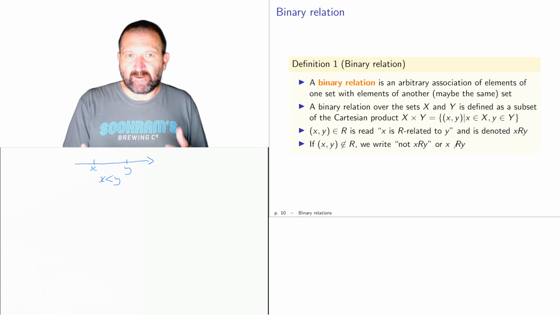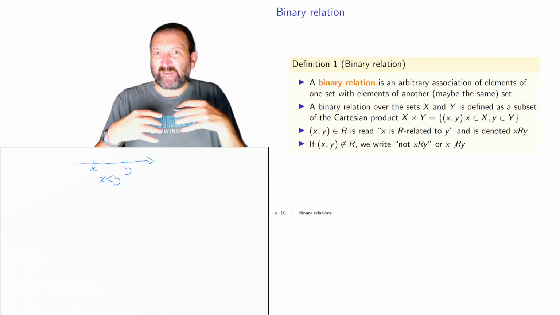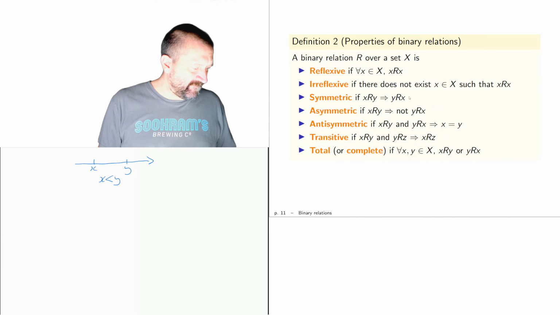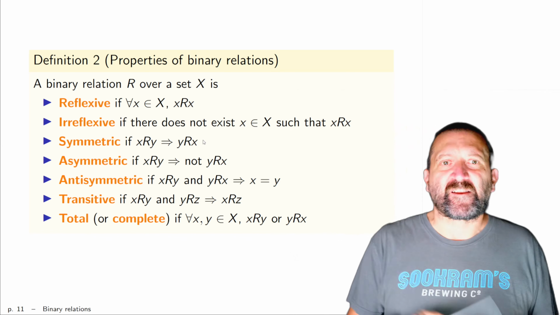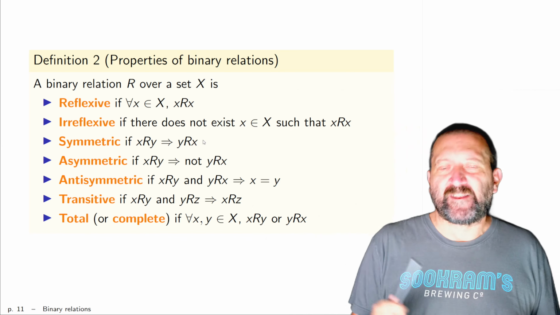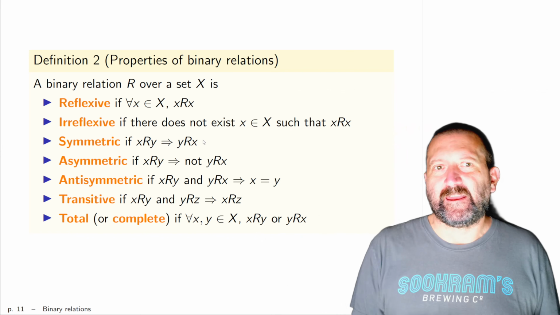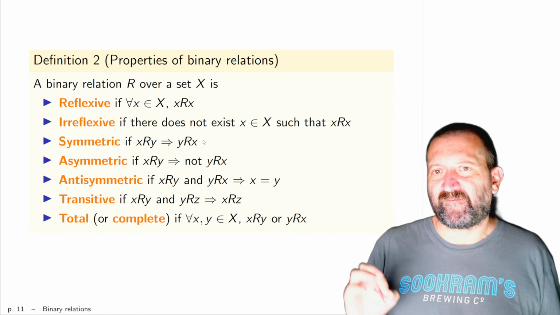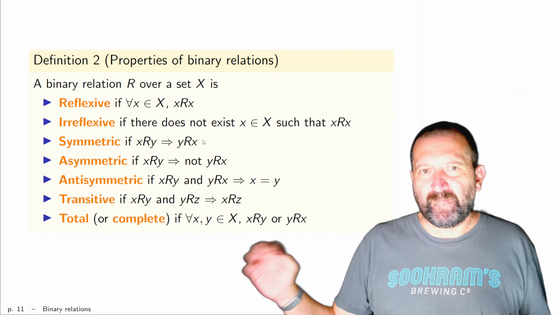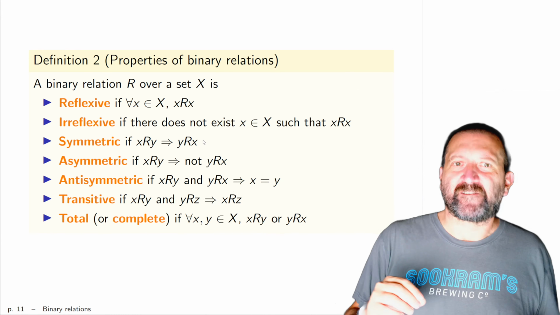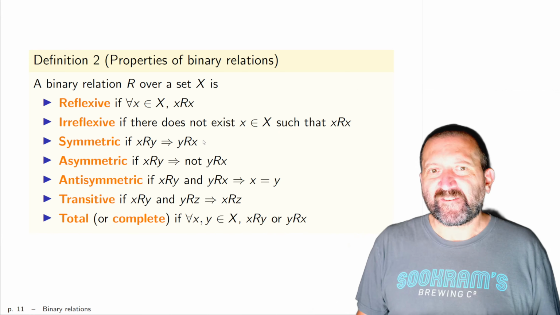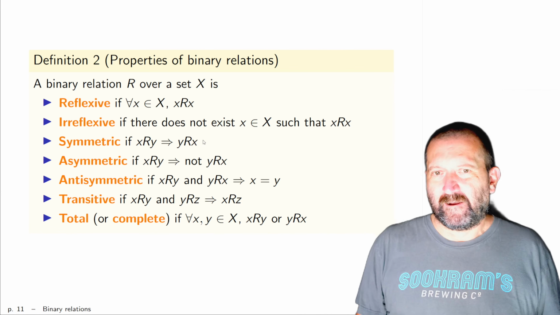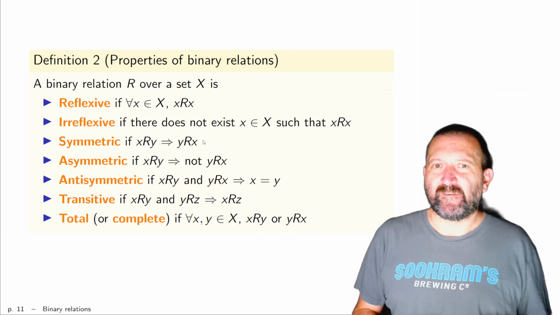And one of the ideas when we're looking at binary relations is to establish what type of properties these relations have. And so this is what we have here. So we'll say that a binary relation is reflexive if for every x in a set, x is in relation with itself. It's irreflexive if there does not exist an x that is in relation with itself. It's symmetric if x is in relation with y means that y is in relation with x. It's asymmetric if x is in relation with y means that y is not in relation with x.